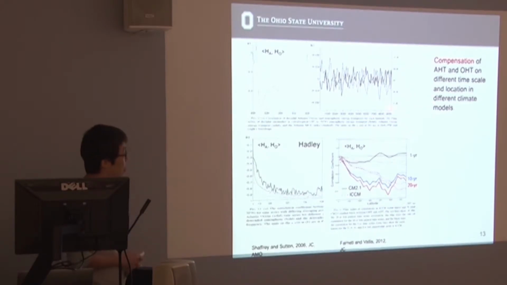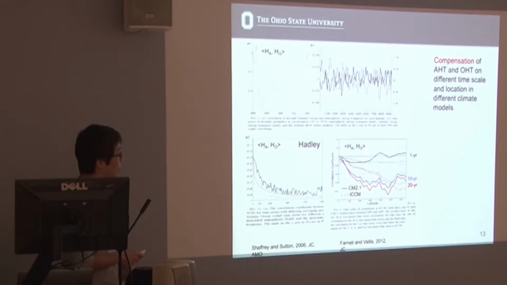The Bjerknes compensation is found to be valid on different time scales, in different locations and in different climate models. For example, when researchers studied the multi-decadal North Atlantic Oscillation, they found that the responses of atmospheric heat transport and ocean heat transport show a negative correlation. That means these two are compensating each other. Then they plotted the correlation against different time scales, and found that the Bjerknes compensation is most obvious at time scales longer than a decade.